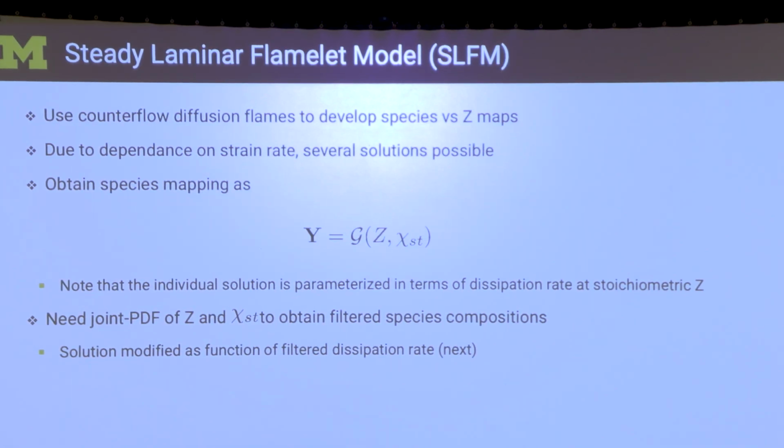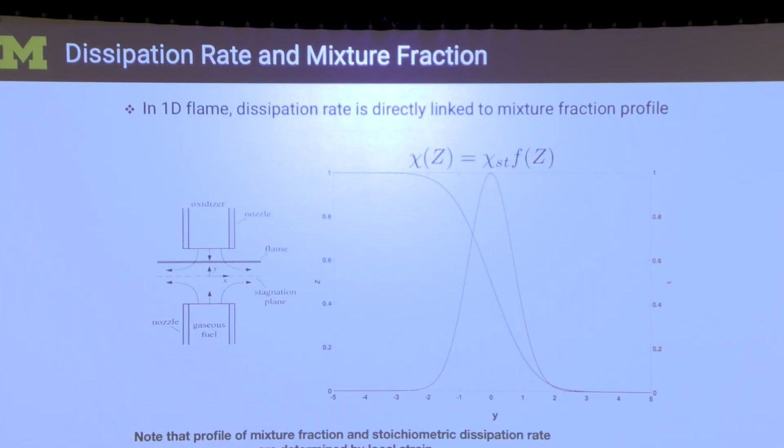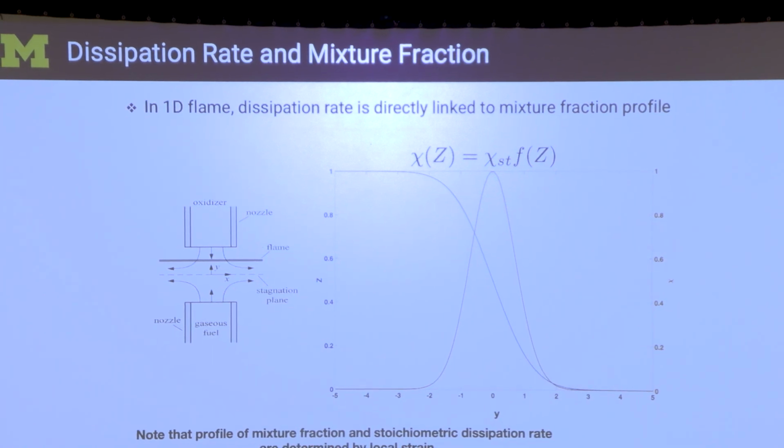And there's a relation on how these things work overall. So for instance, if I take along this axis mixture fraction and I compute dissipation rate, which is 2 times D times mixture fraction gradient squared. And there's only one direction here.